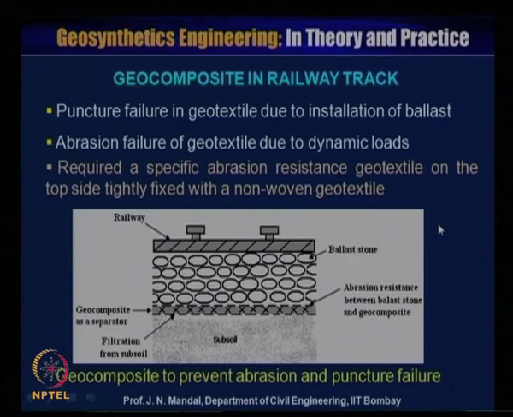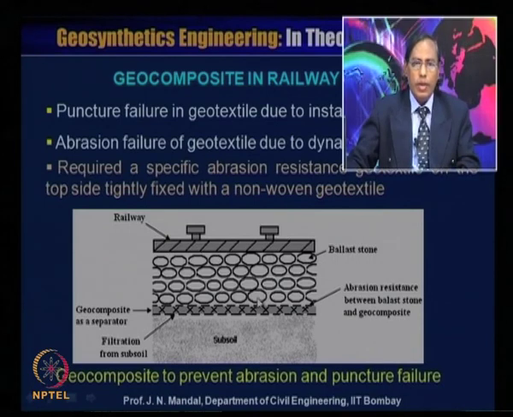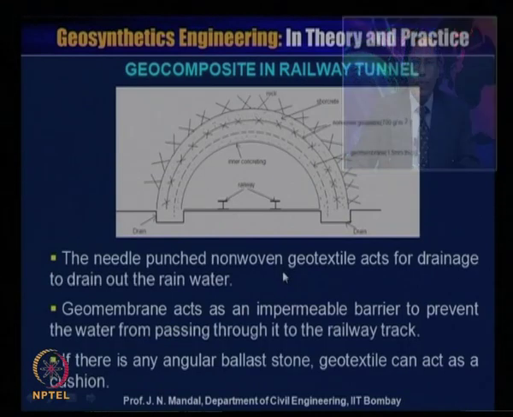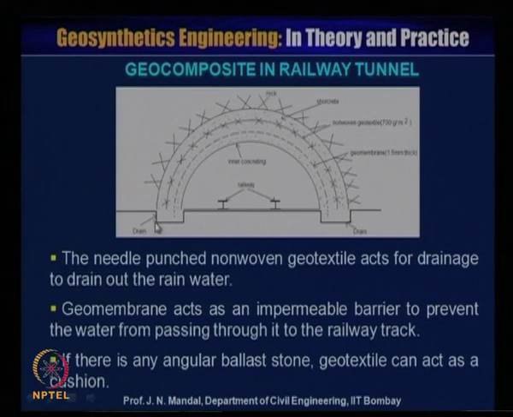Now, geocomposite in railway track. Puncture failure in geotextile due to installation of the ballast, and abrasion failure of geotextile due to dynamic load, require a specific abrasion resistant geotextile on the top side, tightly fixed with the non-woven geotextile material. I mentioned how the geocomposite material can also prevent the abrasion and the puncture failure. This is the geocomposite in the railway track, in a kind of tunnel, with the railway line inside the tunnel.